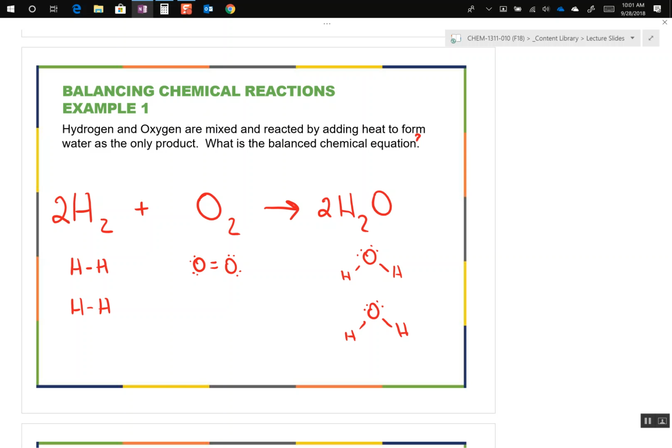by changing only, what do we call this? The coefficient. That is the only thing you can change. You can only change the coefficient. You can't change anything else. Okay? Excellent.